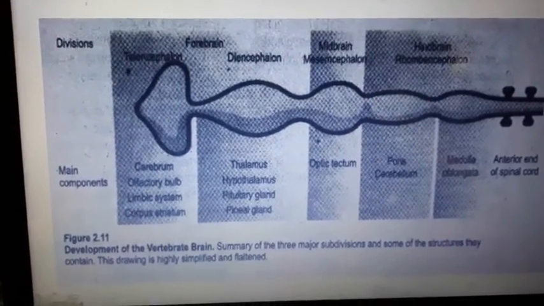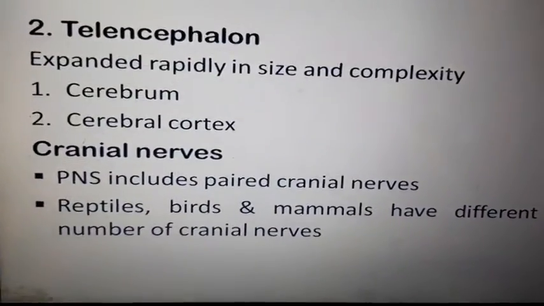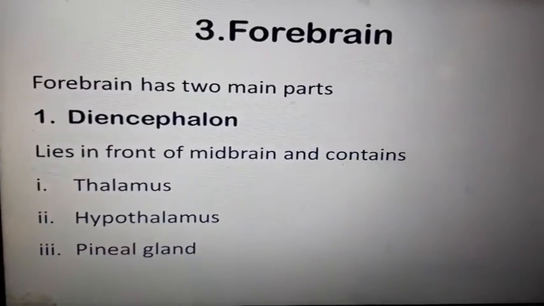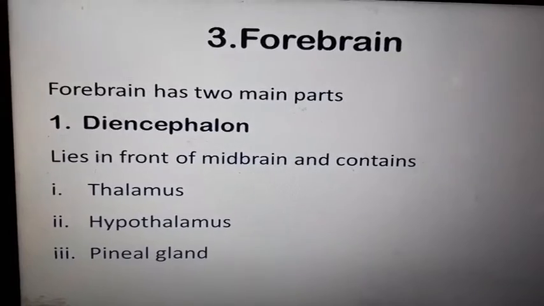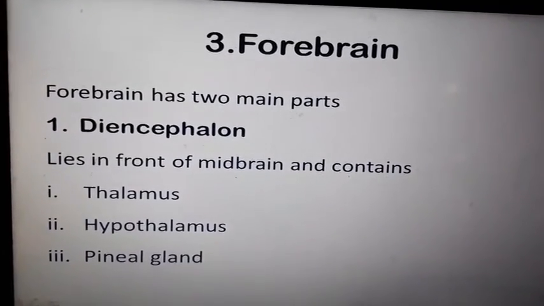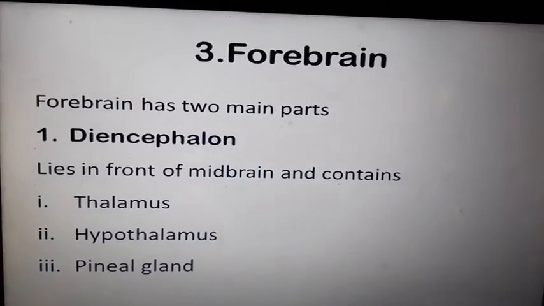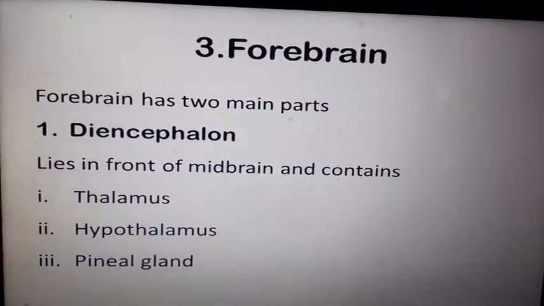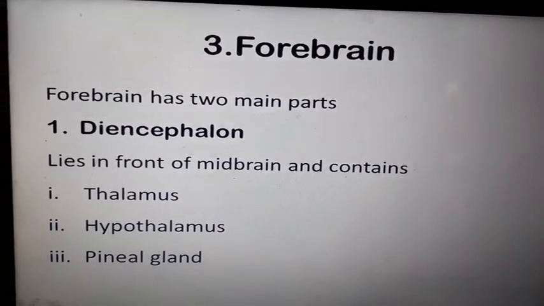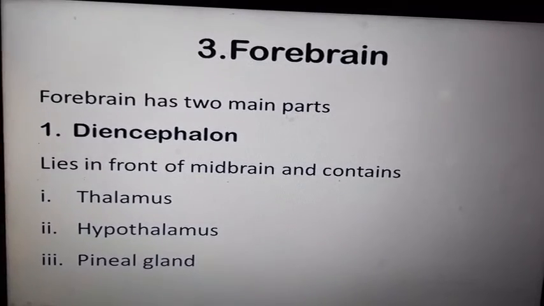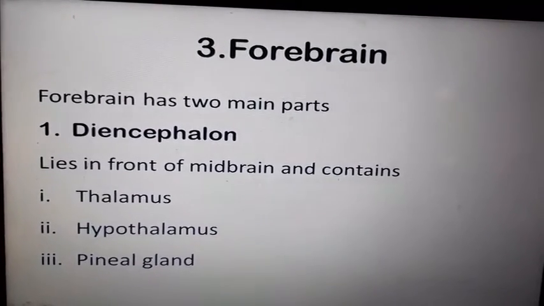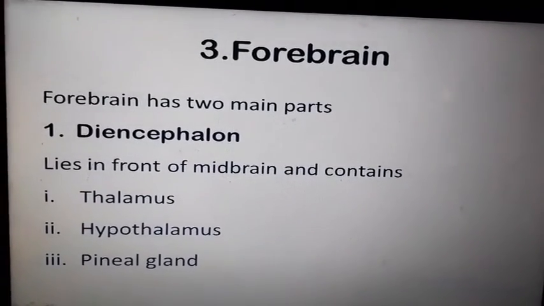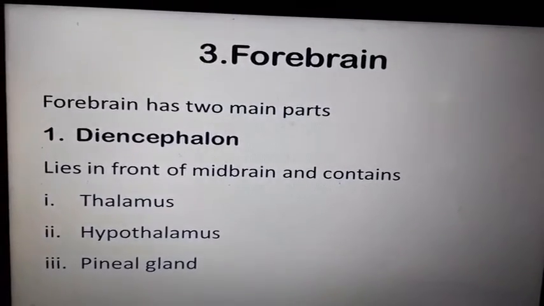After this we move towards the diencephalon, which lies in front of the midbrain and contains the thalamus, hypothalamus, and pineal gland. The thalamus relays all sensory information to higher brain centers, and the hypothalamus lies below the thalamus and regulates many functions such as body temperature, sexual drive, carbohydrate metabolism, and hunger and thirst as well. The pineal gland controls body rhythms, and the pituitary is a major endocrine gland as well.